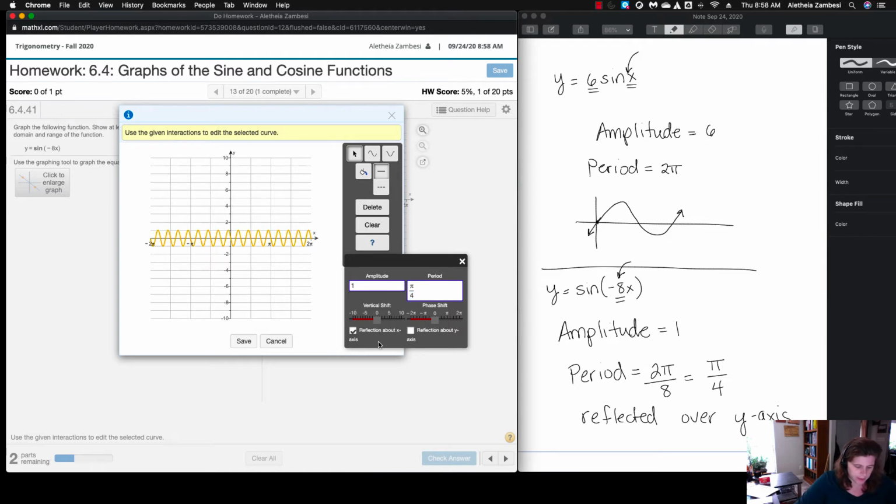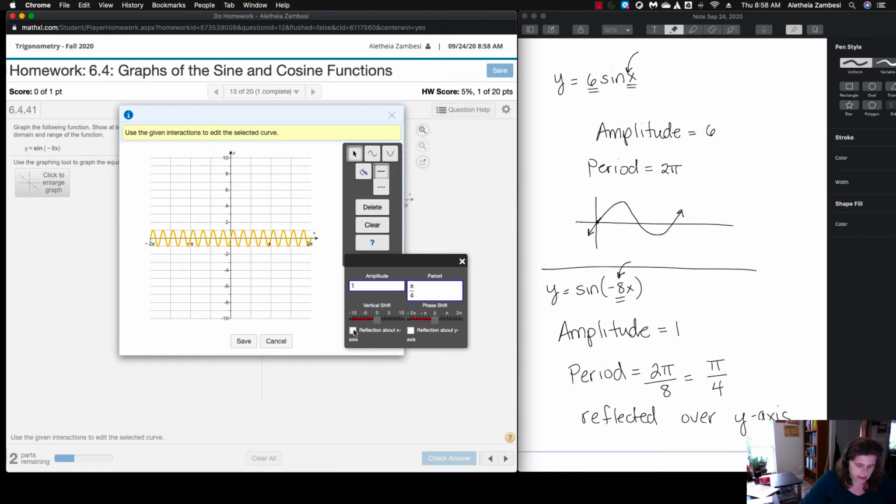Now this is a reflection about the x-axis, so I also clicked that reflection. It was really fast, so let me click it and go back. If I unclick it, you see how it's increasing from 0 and then decreasing and so on. If I've clicked this reflection about the x, it's now decreasing, so it flipped it this way.